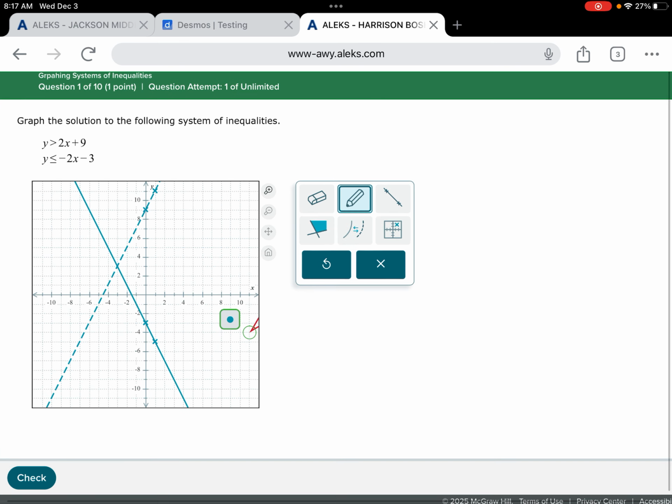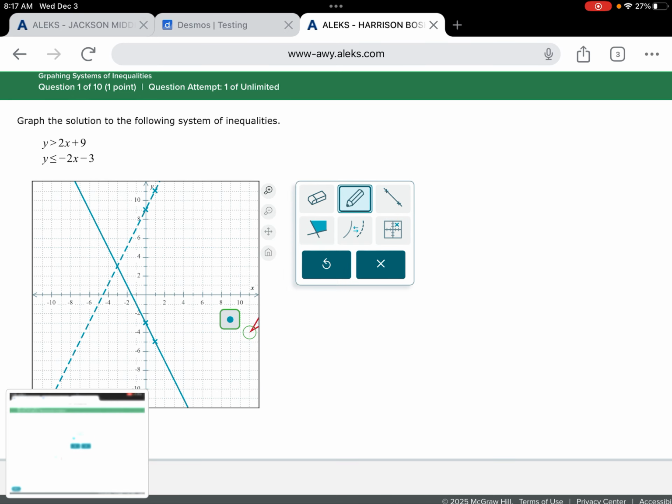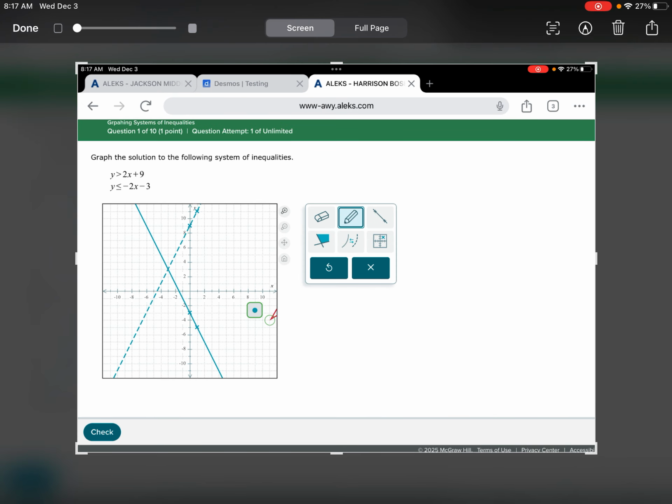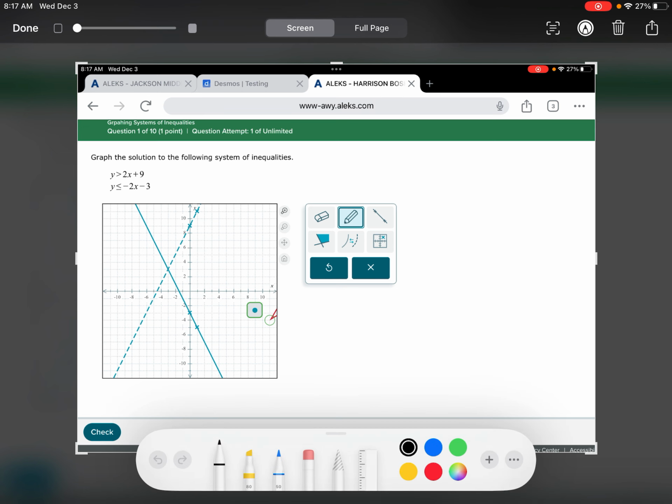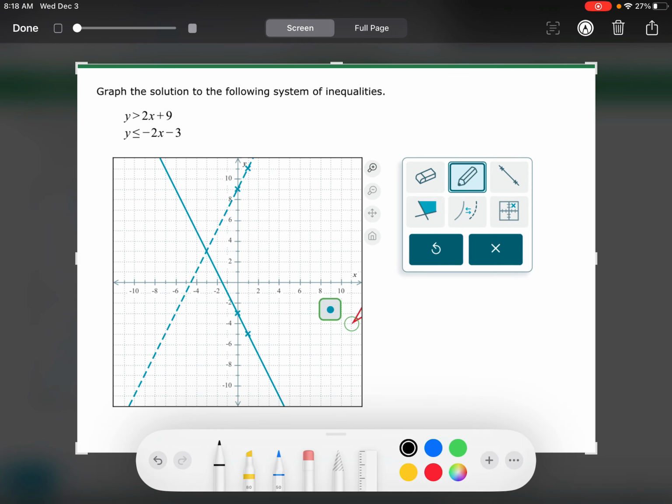We've got to focus on the greater thans and less thans, and how that affects the shading. To do that, let me screenshot this real fast so that I can draw on the image. All right, so let's look at our dash line. That first equation we were talking about says y is greater than 2x plus 9. Whenever you're doing these, imagine you're doing one problem at a time. So we're going to ignore the bottom line for now. We're going to pretend it's not even there. We're just looking at the dash line.